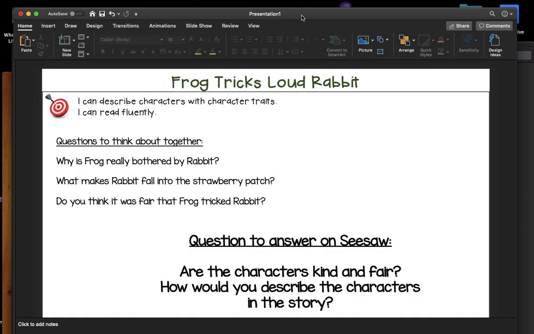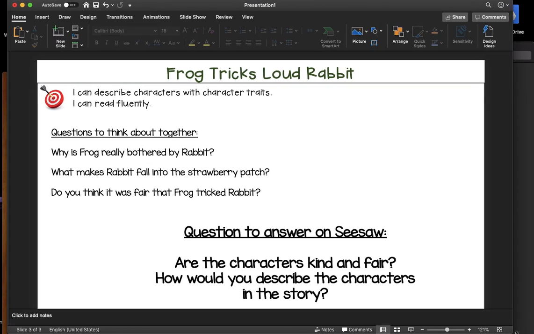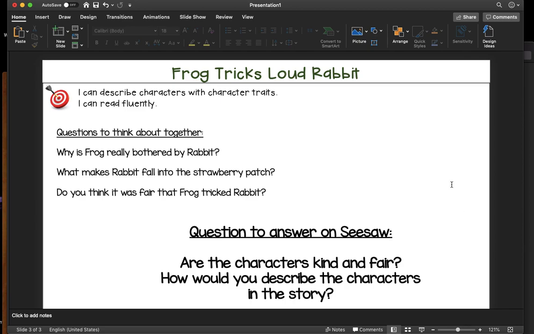Let me bring us back to the questions. So our questions that we're going to talk about together, think about together are, why is Frog really bothered by Rabbit at the beginning of that story? Why is Frog really bothered by Rabbit?